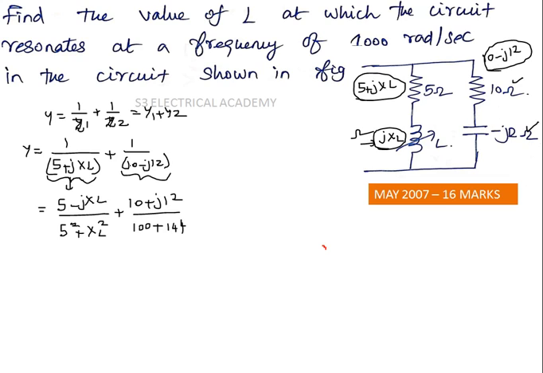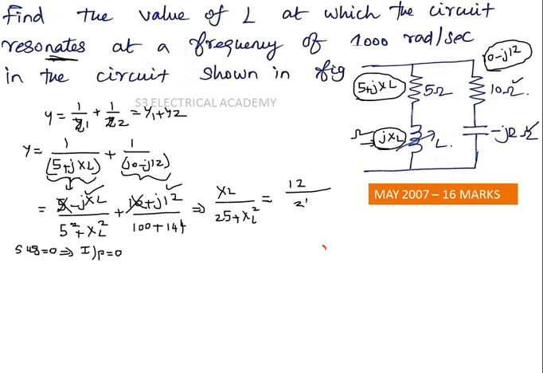At the resonance condition, resonance means the susceptance part is 0. The susceptance part means the imaginary part is equal to 0. So you just ignore the real parts, 5 as well as 10. You just take the imaginary part, the j part, that is XL divided by 25 plus XL squared should be equal to 12 divided by 244. So now cross multiply this.